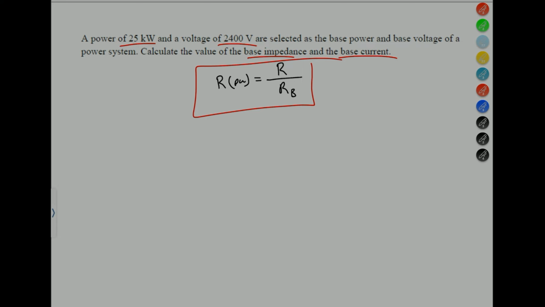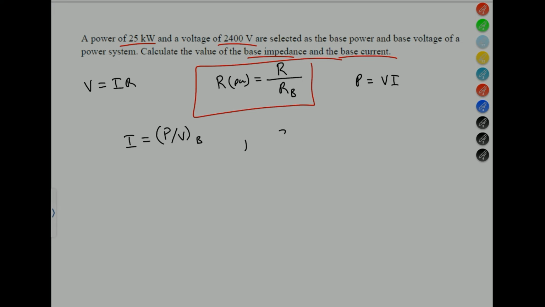In order to find the base impedance and the base current, we can go back to Ohm's law. We know V is equal to I times R, and we know power is equal to V times I. It's just some simple manipulation. To get the current, we use our power equation because we already have power and voltage. To get I, we divide our power by V, and this will be in base. That is our current I.